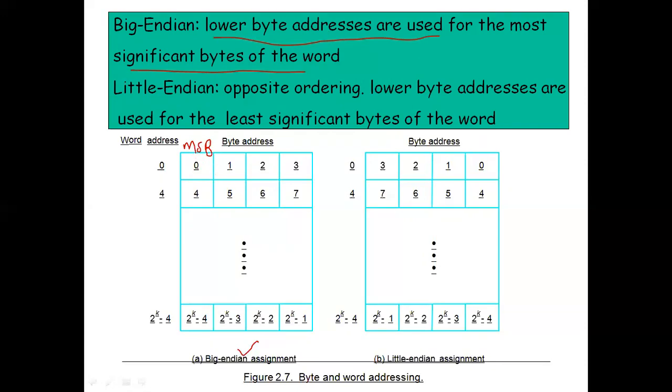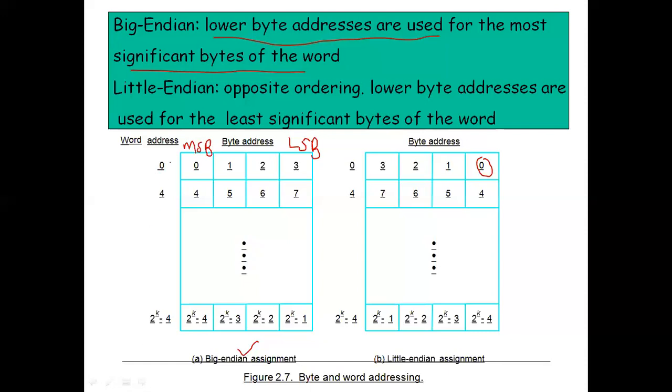And this is the second byte. So MSB is this one, and this is the LSB, least significant byte. We'll show one more example, that time you will get it. So if the MSB is at the lower order address, that is called a big endian assignment. And the opposite one is little endian. If the lower order address is at the least significant byte, then that is called little endian. So this diagram is also important.